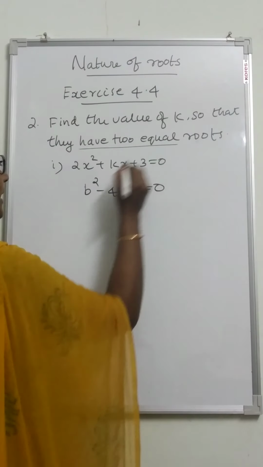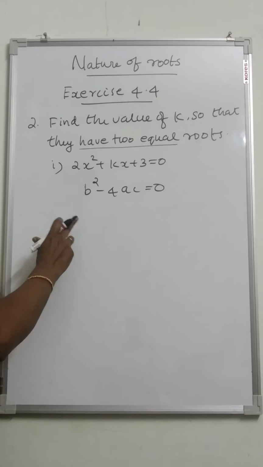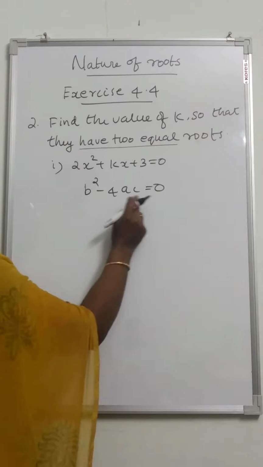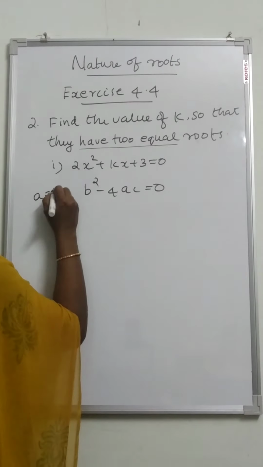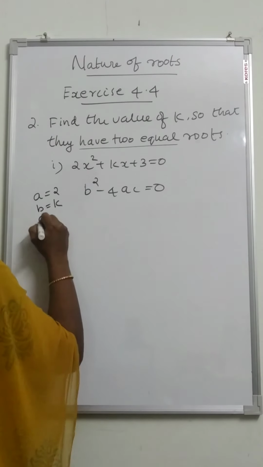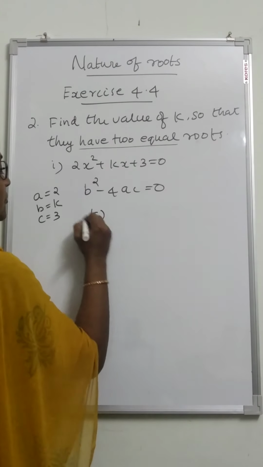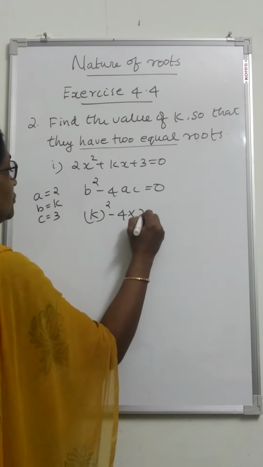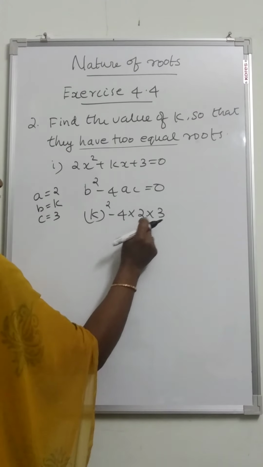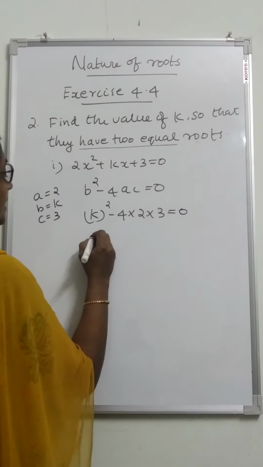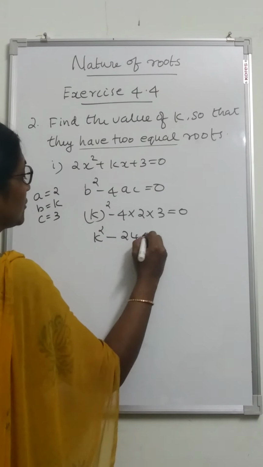Equal roots and b square minus 4ac is equal to 0, and the condition carries step marks. Okay. b square minus 4ac is equal to 0. Here a is equal to 2, b is equal to k, c is equal to 3. Okay, then b square minus 4ac, that is k square minus 4 into 2 into 3. K square minus 4 into 2 into 3 is equal to 0. That is k square minus 4 2s are 8, 24 is equal to 0.